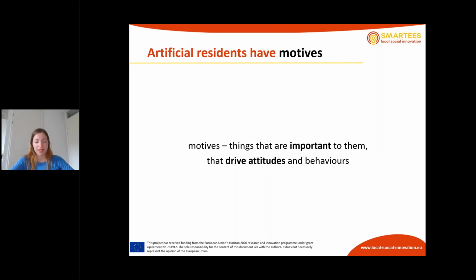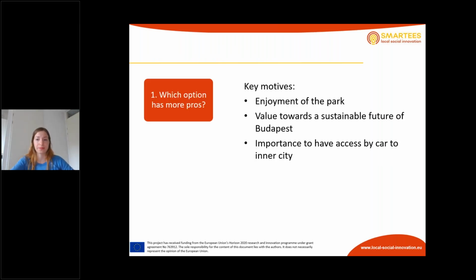A key aspect in making this decision is the motives that you have. Motives are things that are important to you and that drive your attitudes and make you decide what would be the best situation for you. So also our artificial residents in this agent-based model have motives about this.